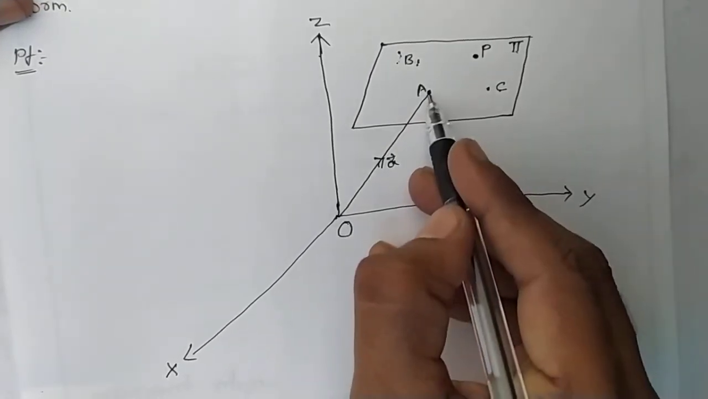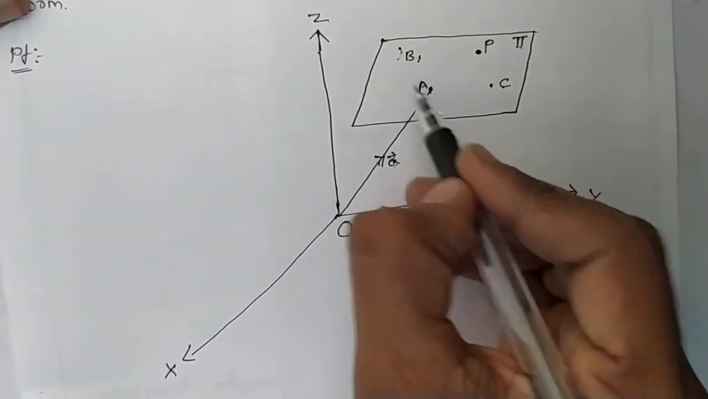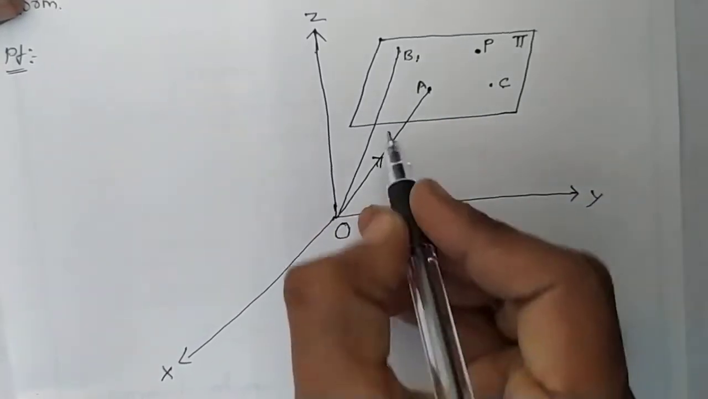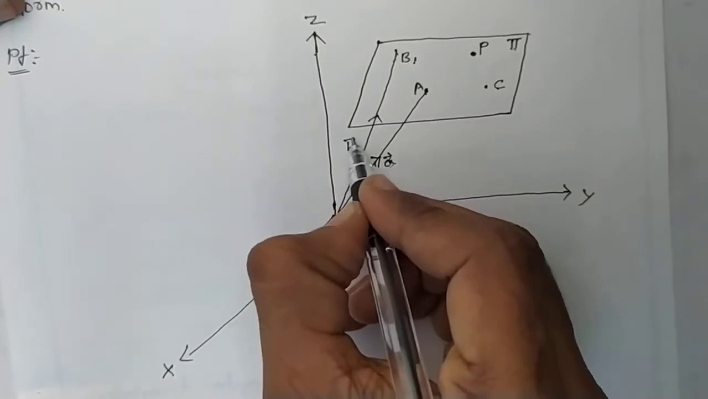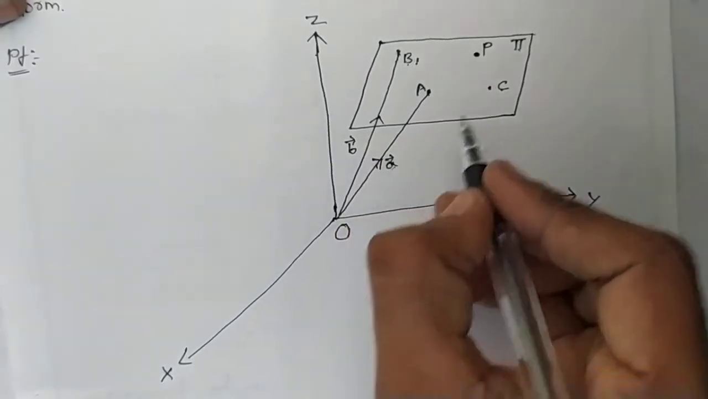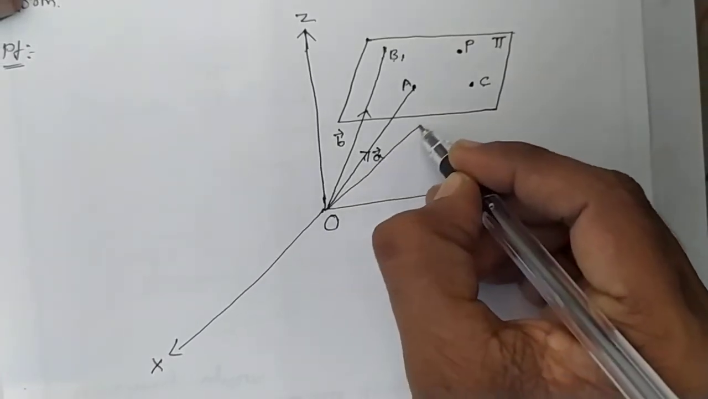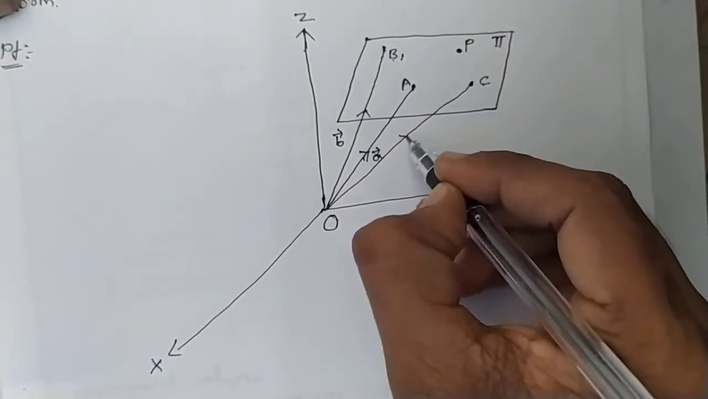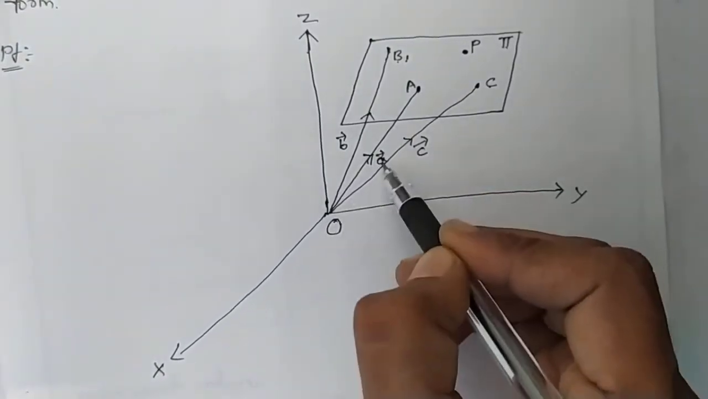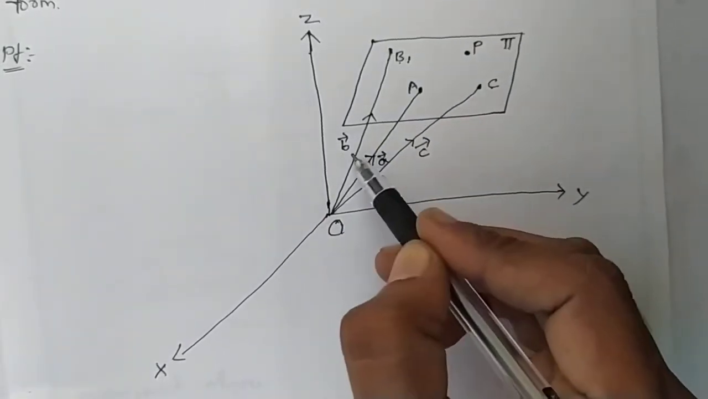The position vector of the point A with respect to its origin is A vector. Next, the position vector of the point B with respect to its origin is B vector. Similarly, the position vector of the point C with respect to its origin is C vector.